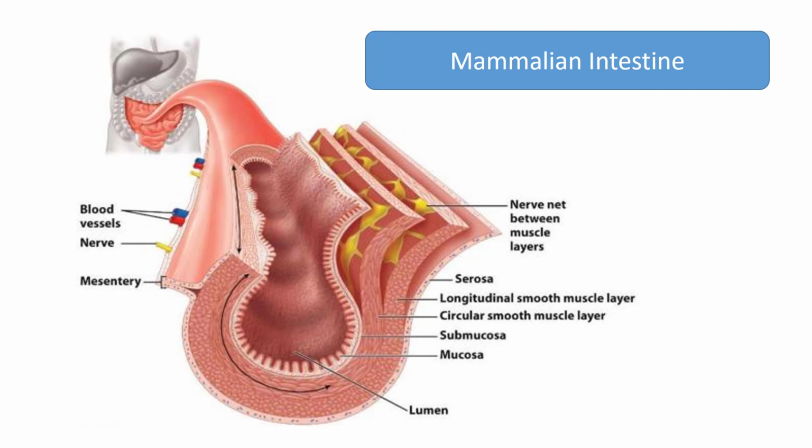The gut is supported in the abdominal cavity by a membrane called the mesentery, through which blood vessels, nerves, and lymph travel to supply the gut.